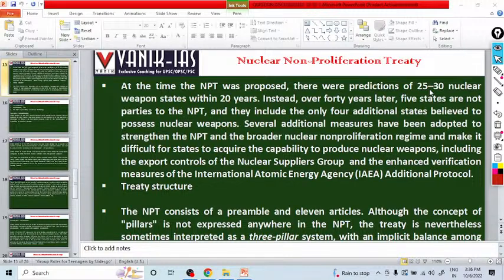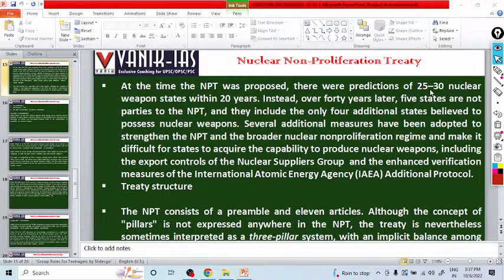Several additional measures have been adopted to strengthen the NPT and the broader nuclear non-proliferation regime and make it difficult for states to acquire the capability to produce nuclear weapons, including the export controls of the Nuclear Suppliers Group and the enhanced verification measures of the International Atomic Energy Agency Additional Protocol. Okay, so they are supposed to comply with this.